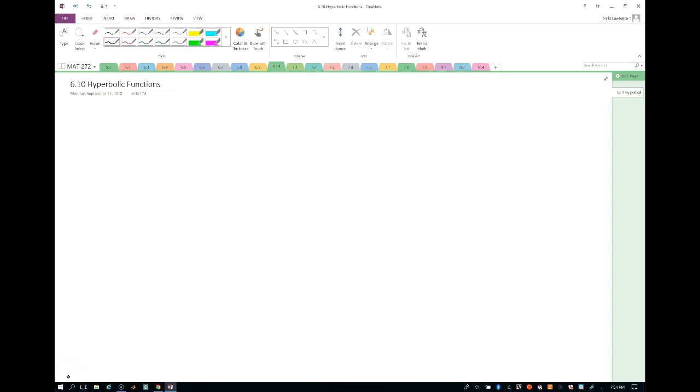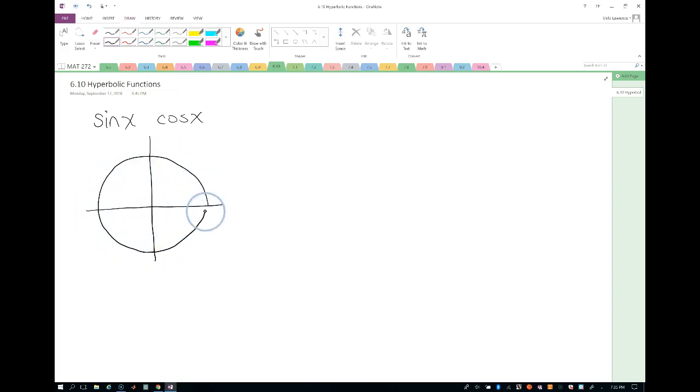In section 6.10, we're going to do a quick introduction to hyperbolic functions, but we're mostly going to focus on derivatives and antiderivatives, which are actually the easy part of the section. So when you took trigonometry, you learned about sine and cosine, as well as some other trig functions, and we call those functions circular functions because you can find their values on the unit circle.